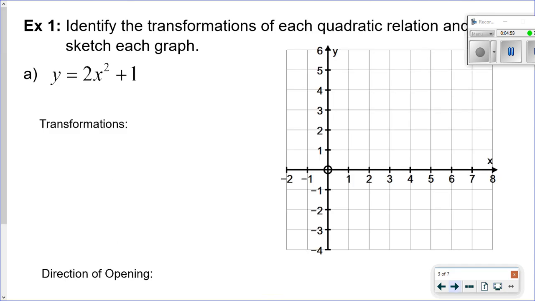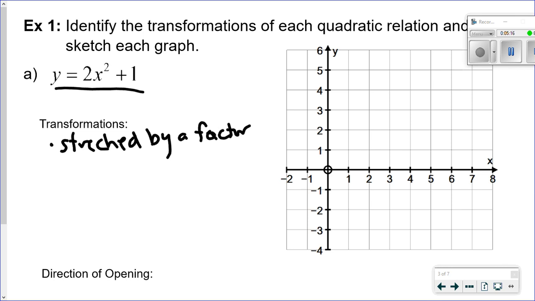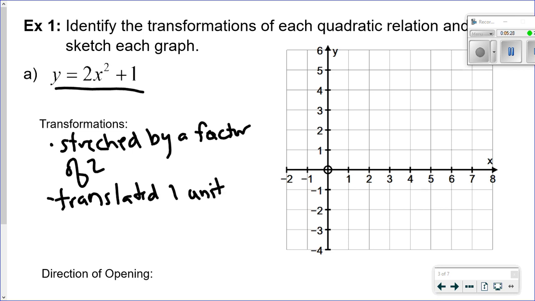So here we have the graph y equals 2x squared plus 1. All right, and the question is asking us for the transformations. So it's being stretched by a factor of 2, translated 1 unit, because it's outside the brackets, up. So what it means is that my vertex is being moved from here to here, and I have a stretch factor.